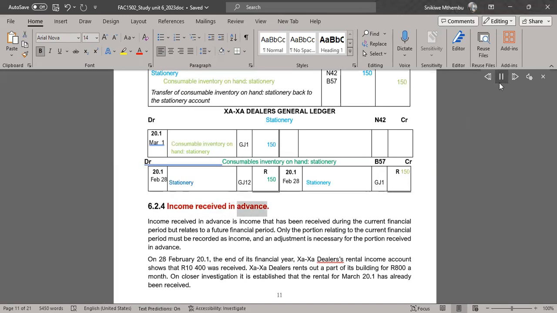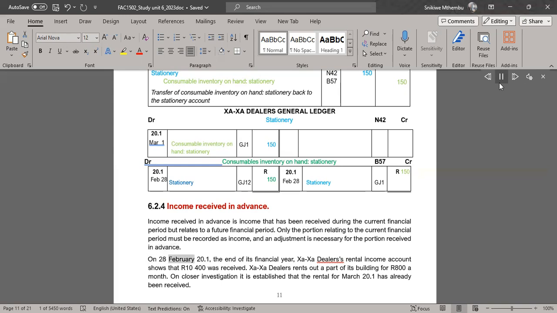Income received in advance. Income received in advance is income that has been received during the current financial period but relates to a future financial period. Only the portion relating to the current financial period must be recorded as income, and an adjustment is necessary for the portion received in advance.